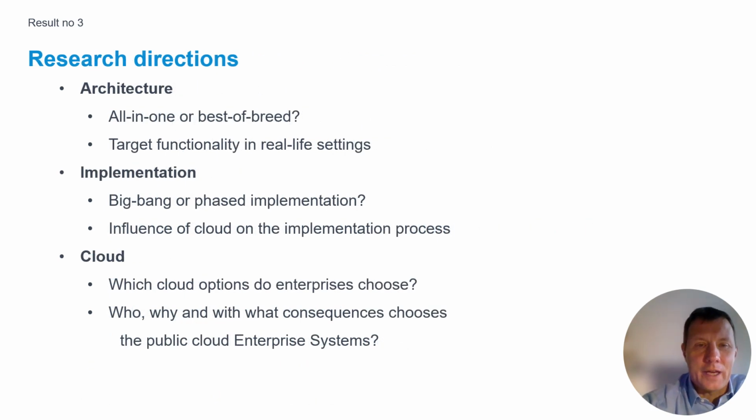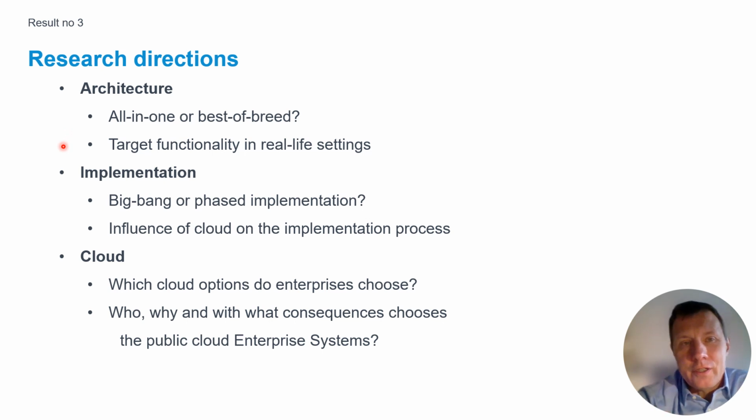The third takeaway are the research directions with regards to enterprise system. The first questions that arise regarding architecture. When does it make sense for a company to go for all-in-one solution, meaning implementing all the functionalities from one vendor and then one integrated system? And when does it make sense to go for a best-of-breed solution, meaning picking up subsystems from different vendors and integrating them by yourself?